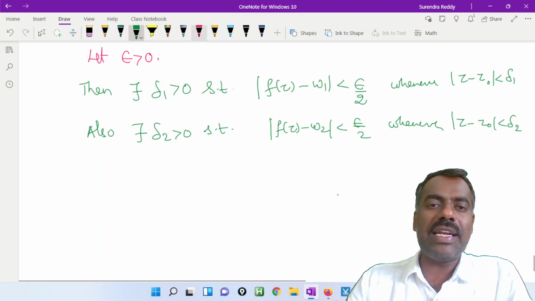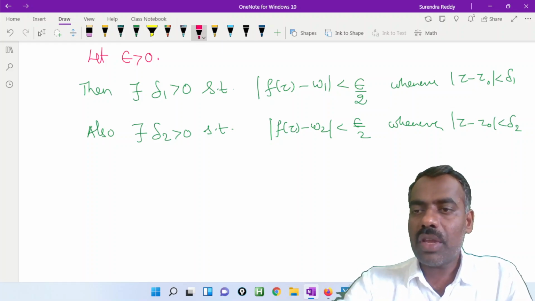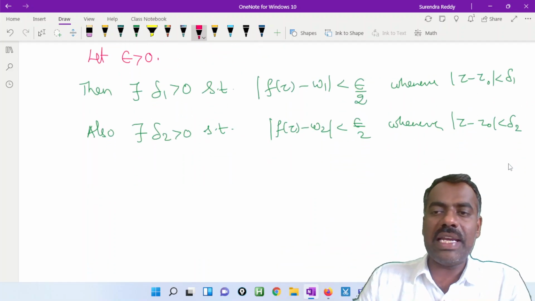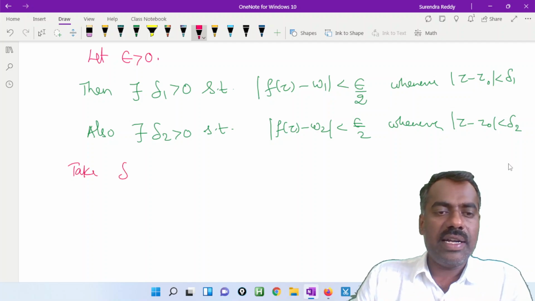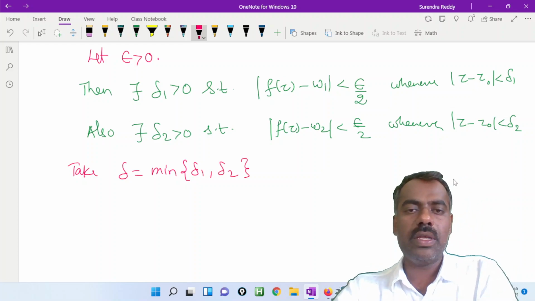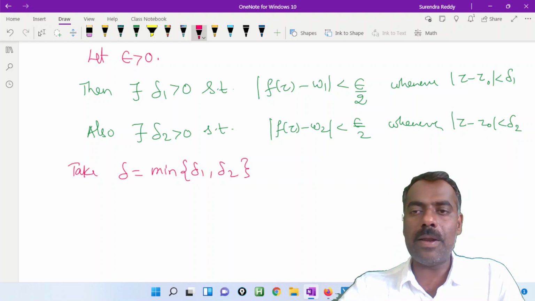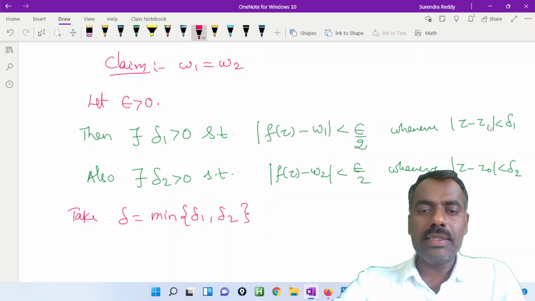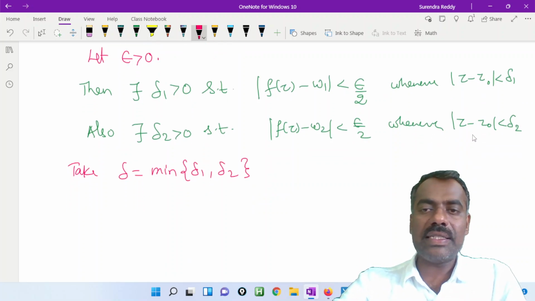Now how can we find a delta? If you take the minimum of these two, then take delta equal to the minimum of delta 1 and delta 2. Any problem? What you can observe here is that whenever mod z minus z naught is less than delta, then it is also less than delta 1. Yes or no?